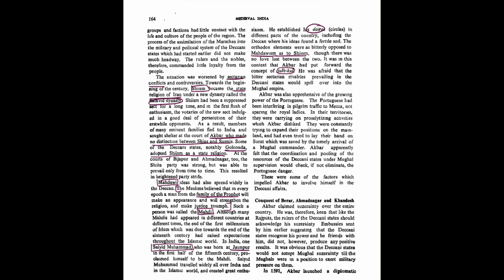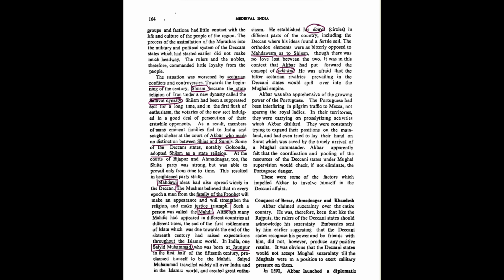Sulh Kul is basically peace and harmony between people of different religions or different beliefs. He was afraid that the bitter sectarian rivalries prevailing in the Deccan would spill over into the Mughal Empire.